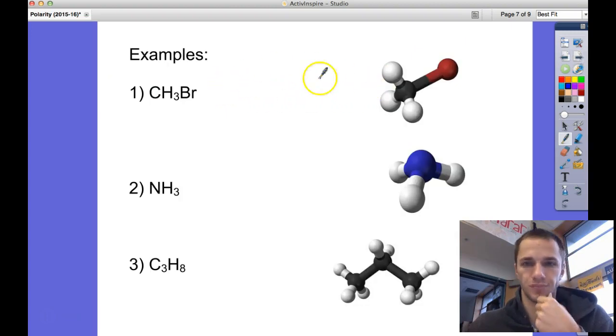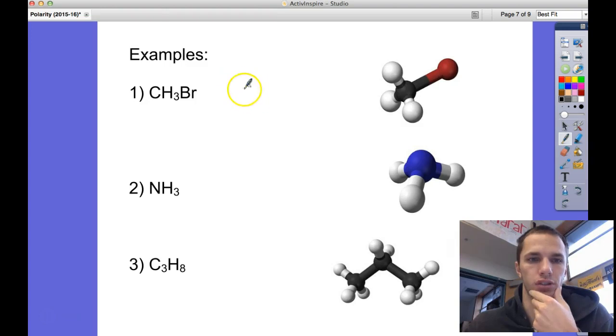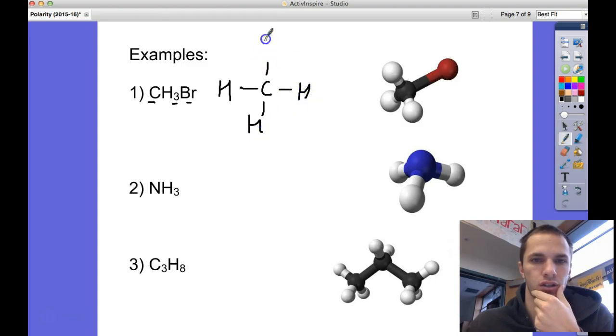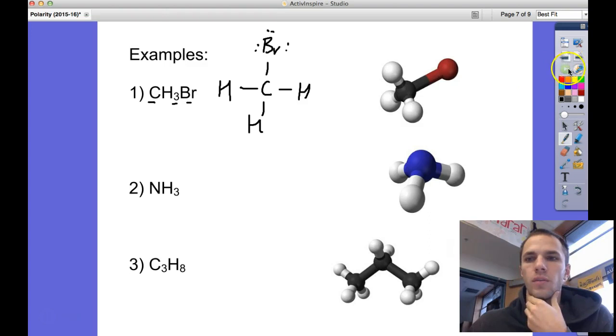So for example, CH3Br. The first step is to always draw the Lewis structure. So CH3Br, carbon in the middle, it's going to look like this: H, H, H, and Br. I know from the periodic table from before that carbon was more electronegative than hydrogen, so there will be a dipole like this, and a dipole like this, and a dipole like this.